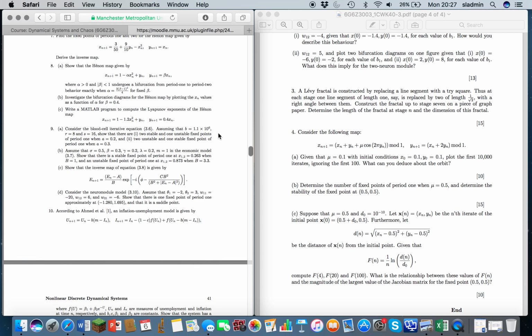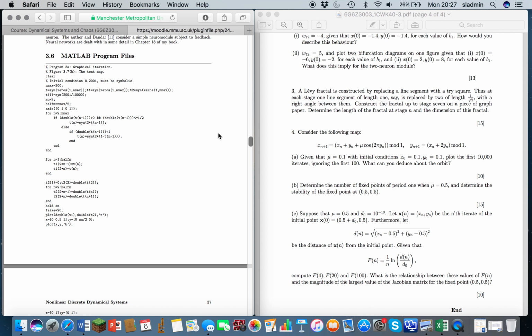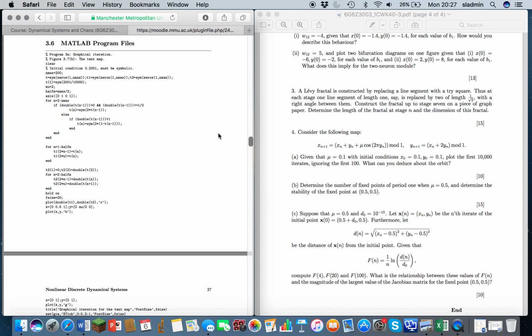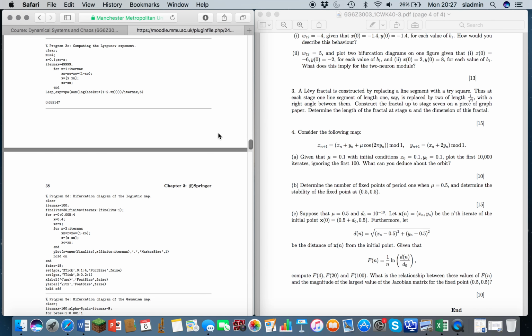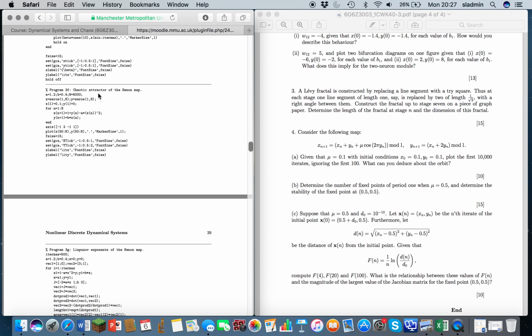And then question number 4, again, is concerned with a 2-dimensional map. So we've got similar programs. Graphical iteration. Here we have a chaotic attractor for the Henon map. If we've got this map here, x n plus 1 and y n plus 1, we're given initial conditions, and we then need to plot the first 10,000 iterates. If you look at program 3F, you'll see this is also an iterative map. So you can, again, edit that program.